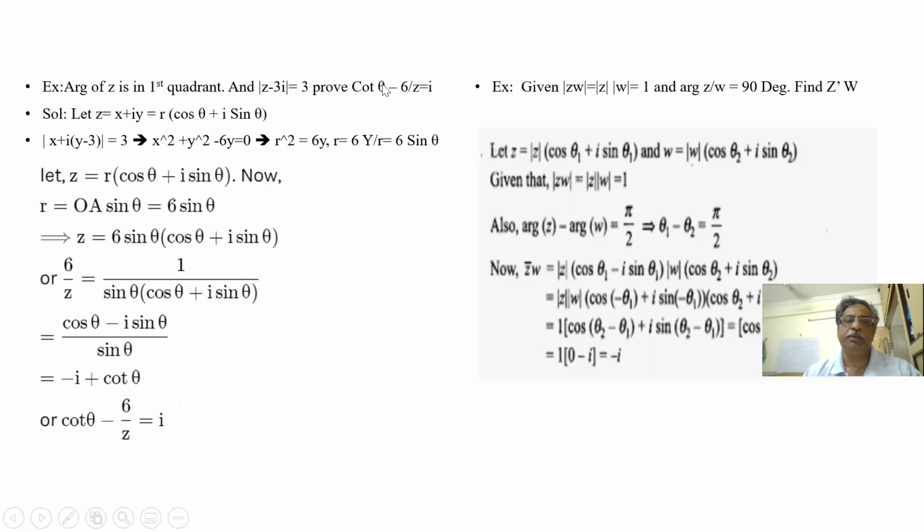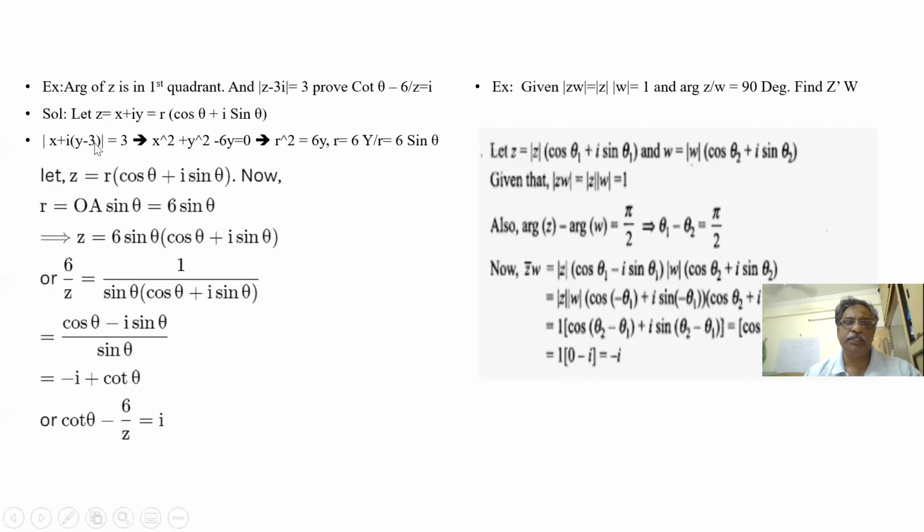This is one of the typical problems of the textbook. So let us see, let us do it from the fundamentals. Z, let us say x + iy. So x + iy is equal to r(cos theta + i sin theta). Now this is given Z - 3i, so x + i(y - 3). Mod of that: x square plus (y - 3) whole square is 9.